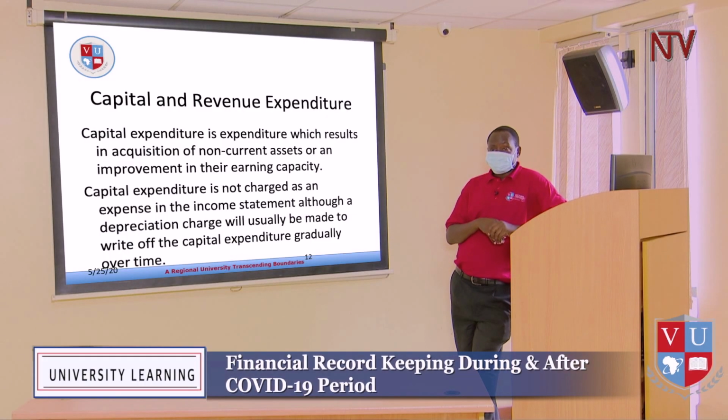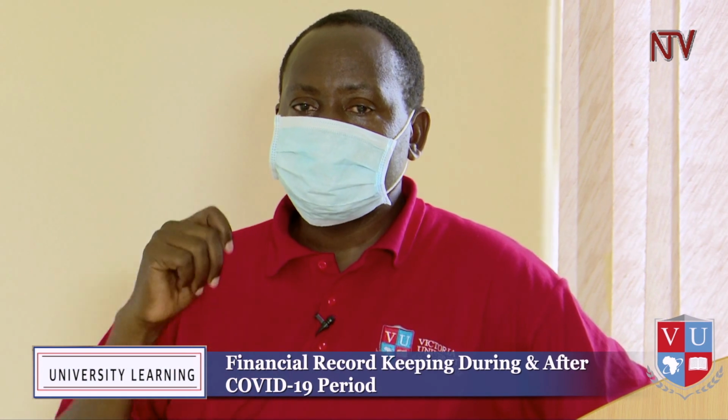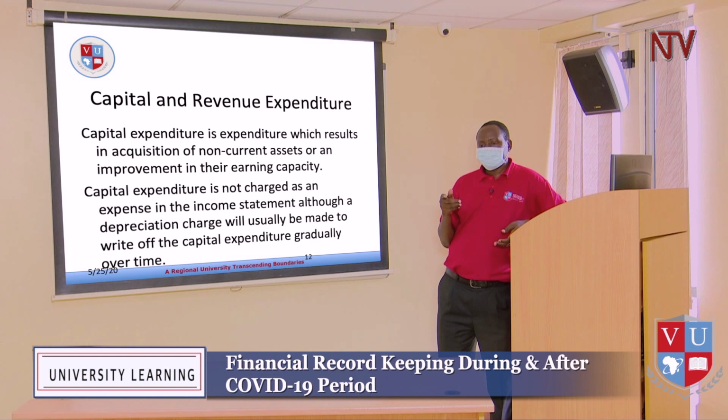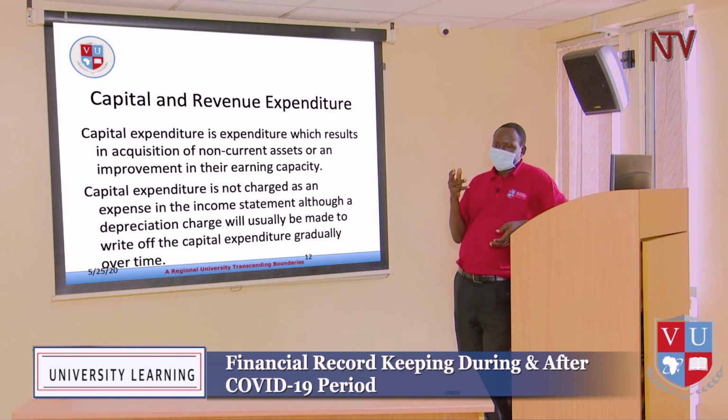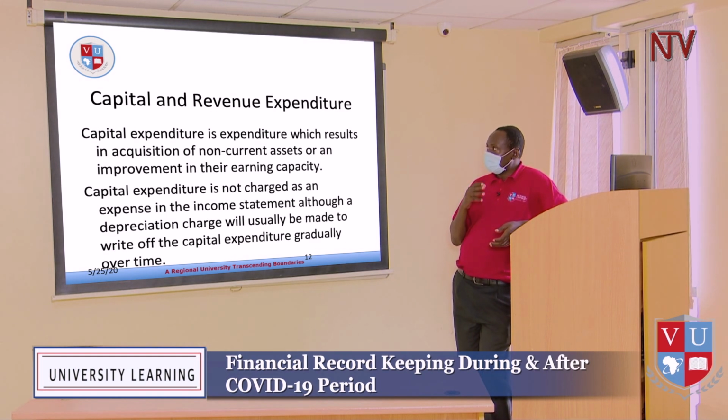Capital and revenue expenditure. Capital expenditure is expenditure incurred to acquire non-current assets. And so when we incur a capital expenditure, we recognize an asset in the balance sheet. On the other hand, revenue expenditure is expenditure incurred on the routine trading activities of the business. These can include the purchase of trading stock, payment for wages and salaries, operating expenses such as rent, utilities. All these are revenue expenditure.